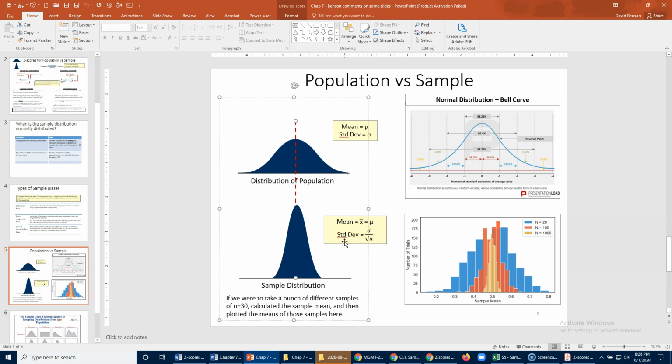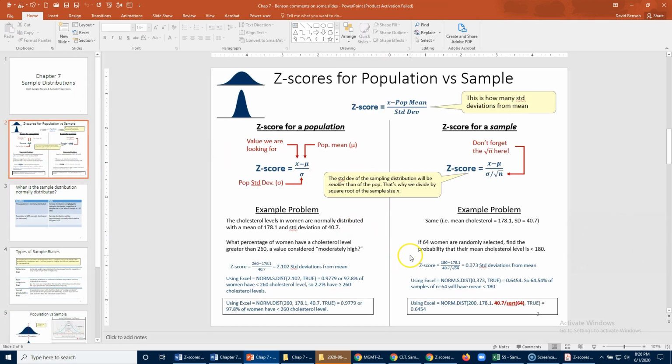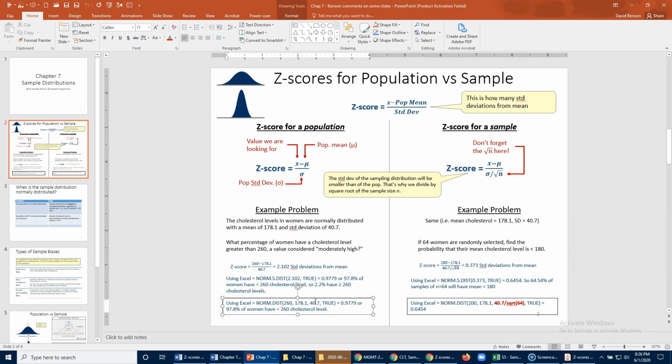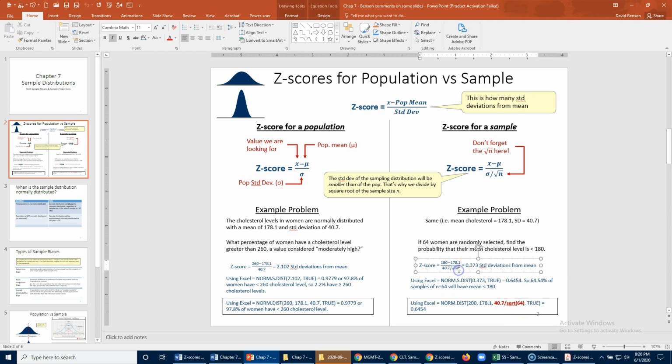But its standard deviation is going to be smaller. It's going to be this same population standard deviation divided by the square root of n. Okay, and so when you use the formula, instead of putting in 40.7, the population standard deviation, you put in 40.7 divided by the square root of 64. So 40.7 divided by 8. And it will give you that. You'll get the same answer on both of these: 64.54% of the samples with size 64 will have a mean less than 180.